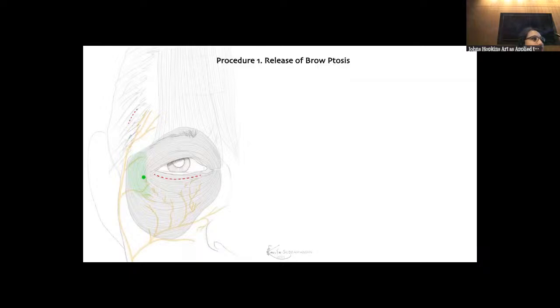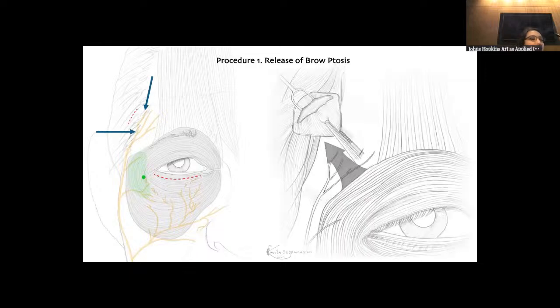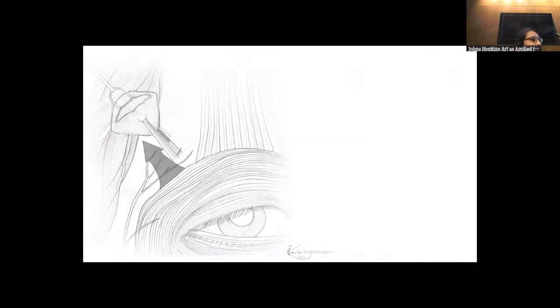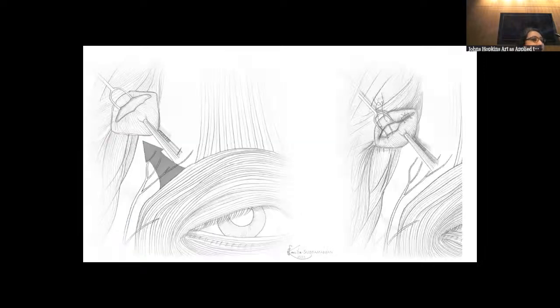To release brow ptosis, an incision is made deep to the deep temporal fascia to elevate it with blunt dissection, taking care to preserve the temporal branches of the facial nerve or CN7. As the arrow in this next figure shows, the arcus marginalis is released along the orbital rim to free the lateral and temporal aspect of the brow. The brow is then suspended superiorly with 2 interrupted sutures, taking 1-inch bites and secured to the deep temporal fascia, and the scalp incision is closed.